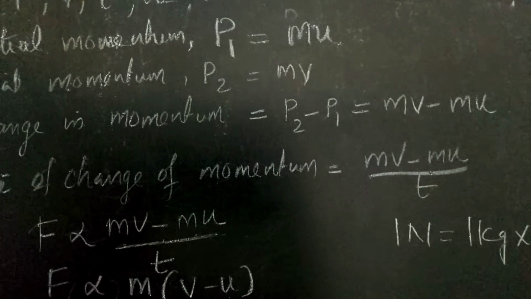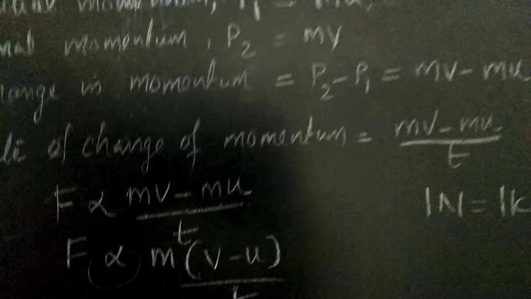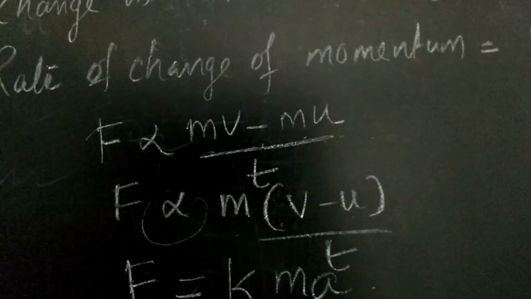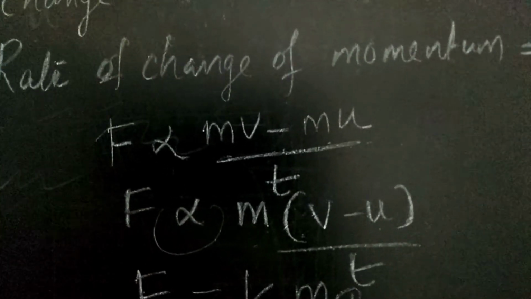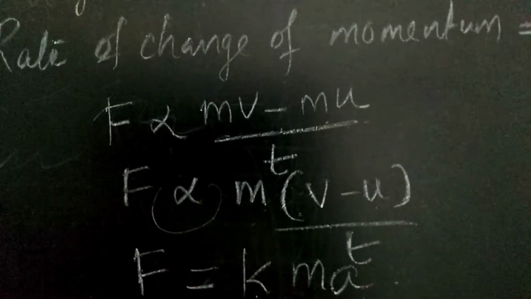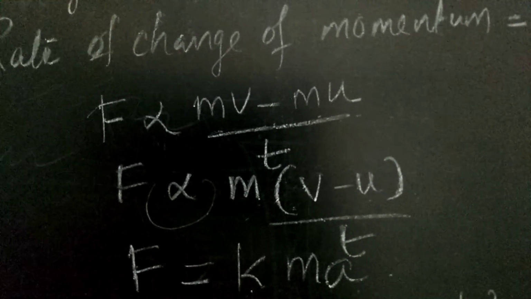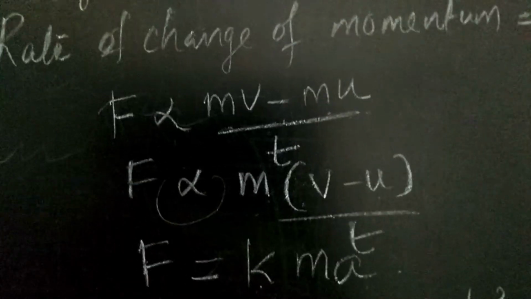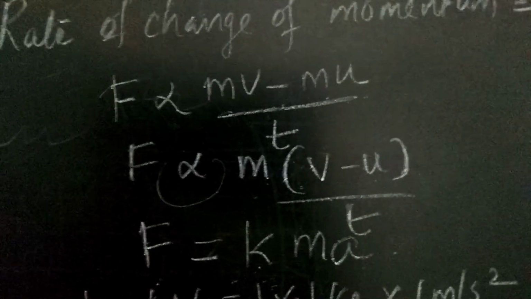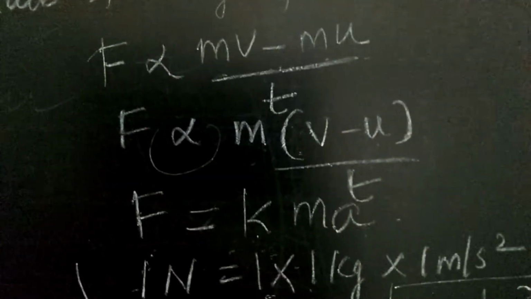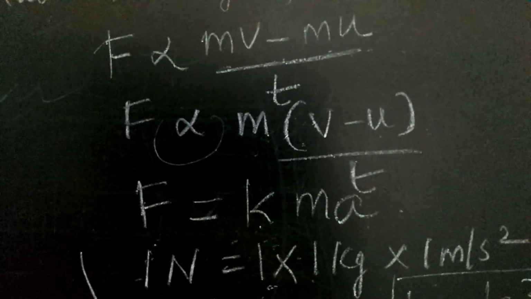According to the second law, the rate of change of momentum is directly proportional to the external unbalanced force applied. So as per the second law, we can write F proportional to mv minus mu by t. The m is a common term, so we can take it outside. So you will get F proportional to m into v minus u by t. Now we have to remove the proportional sign by putting a constant k. We are taking k as a constant, so we remove the proportional sign by writing F is equal to kma.